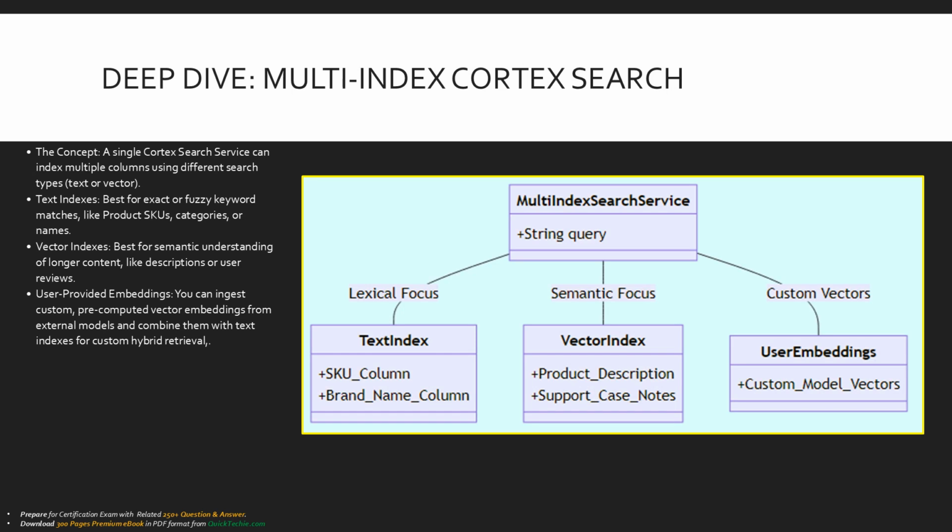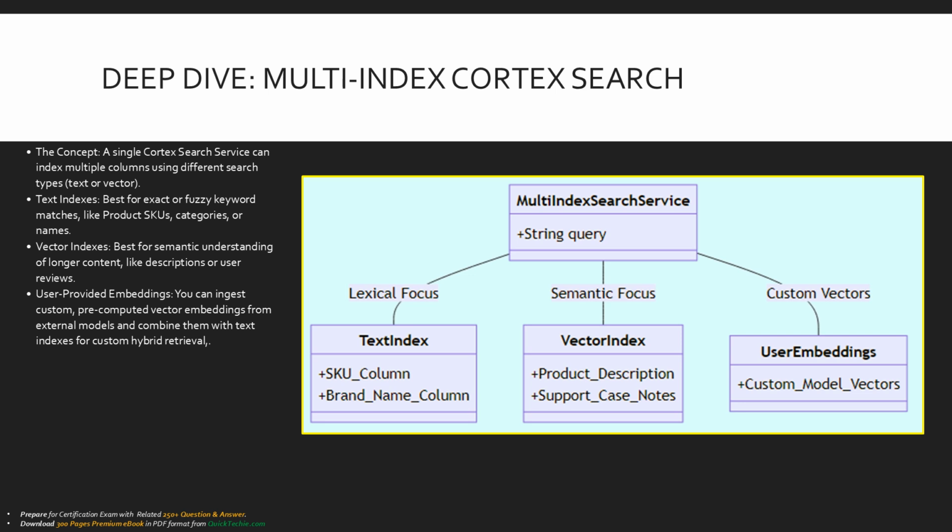For advanced use cases, Cortex Search supports multi-index configurations. Instead of searching a single column, a multi-index service evaluates multiple columns across different modalities simultaneously. For example, in an e-commerce platform, you want to use text indexes for columns like product SKUs or category names where users expect exact lexical matches. Conversely, you use vector indexes for long-form columns like product descriptions where users search by semantic intent. Cortex Search blends these automatically.